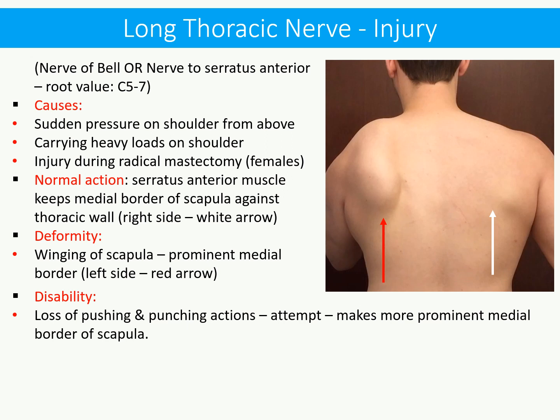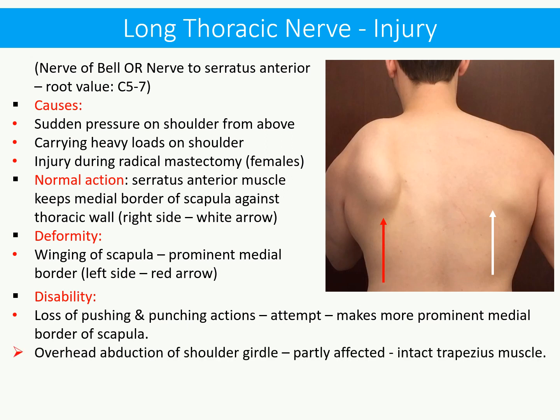Disability produced is in the shape of loss of pushing and punching actions. If such actions are attempted, they lead to more prominent medial border of the scapula. But overhead abduction of the shoulder girdle is only partly affected, and this is because of the intact trapezius muscle.